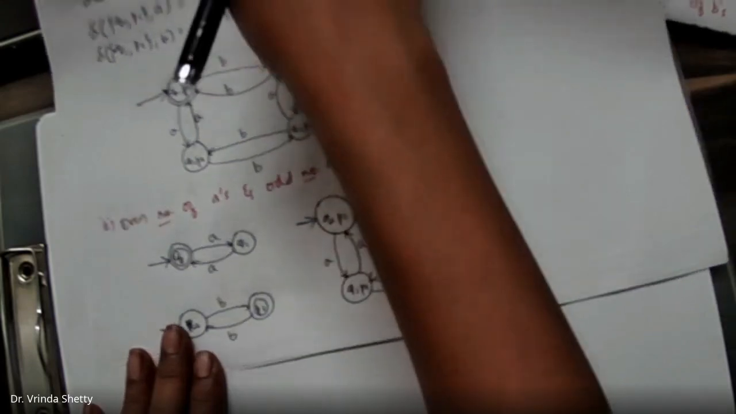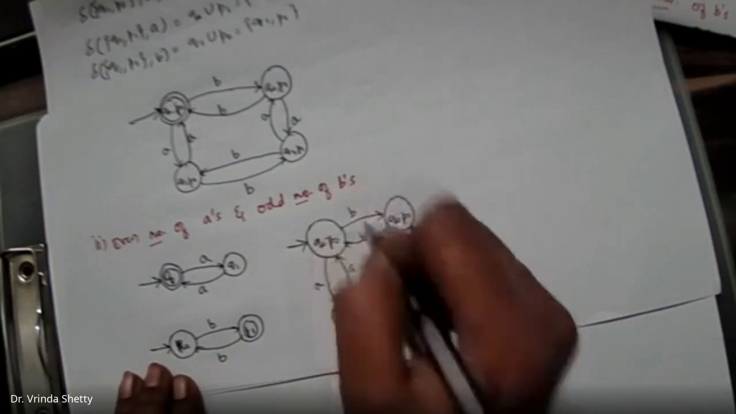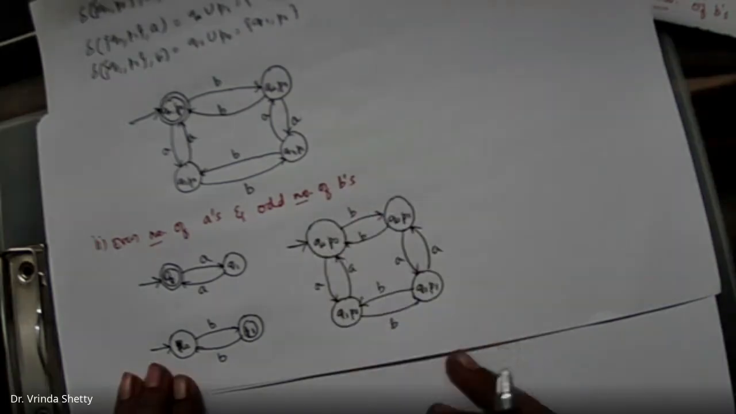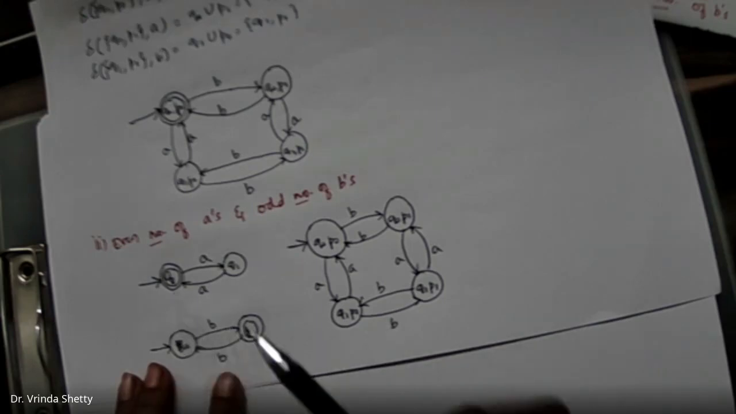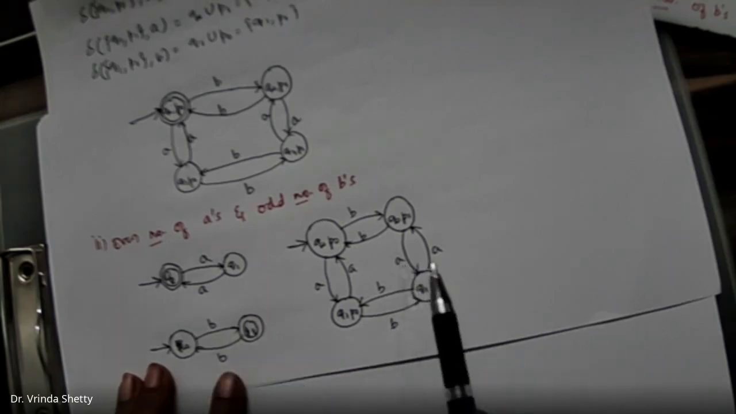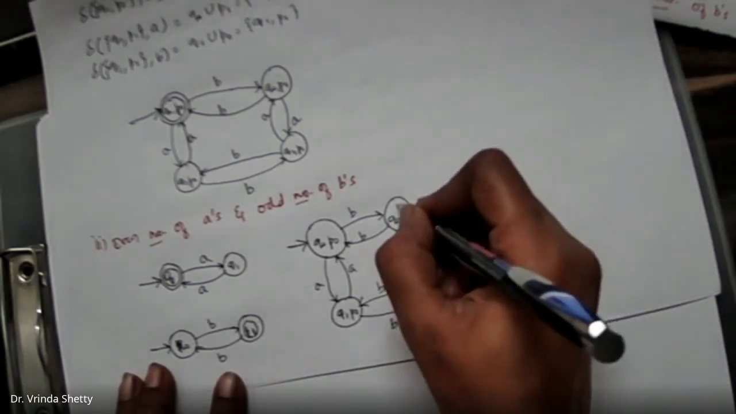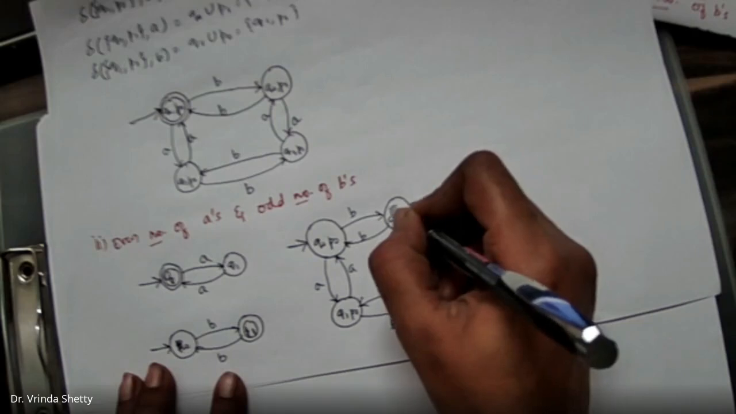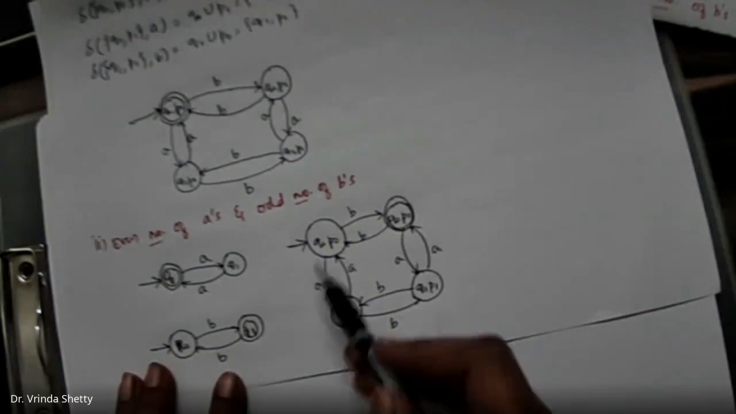Now the start state in both the cases is Q naught P naught, so we'll make the start state Q naught P naught only. The only change lies in the final state. Here, Q naught is the final state, and here, P1 is the final state. So the state which consists of Q naught and P1 is going to be the final state for accepting even number of A's and odd number of B's. So Q naught P1 is going to be our final state.